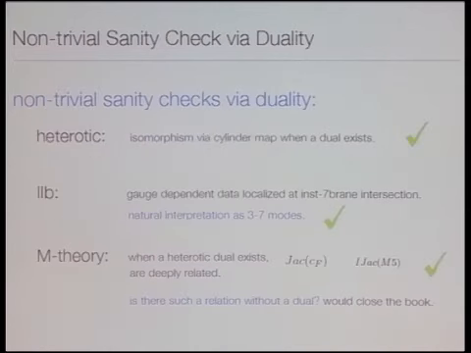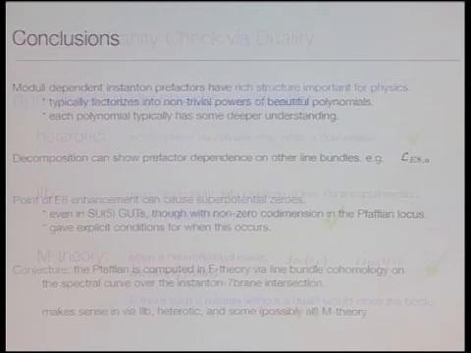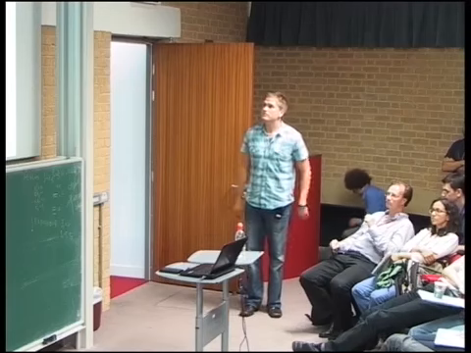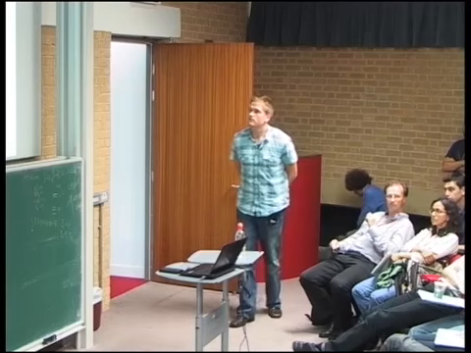And we have some reasons to believe that that is true as well from the heterotic point of view, from the type IIB point of view, and also from the M-theory point of view. So concluding, the moduli-dependent instanton prefactors have a rich structure that's important for physics. Typically, they factorize into non-trivial powers of beautiful polynomials. And in every case we've seen, each polynomial has some deeper understanding that could be relevant for physics.